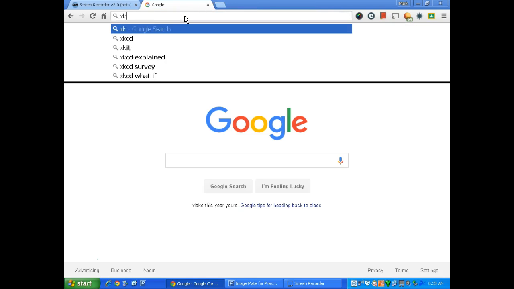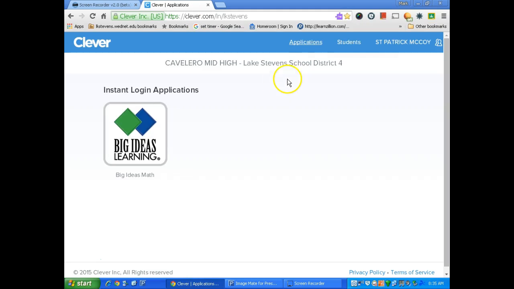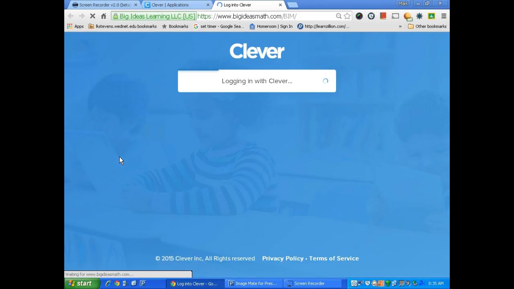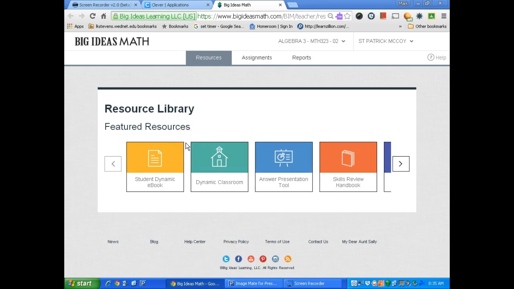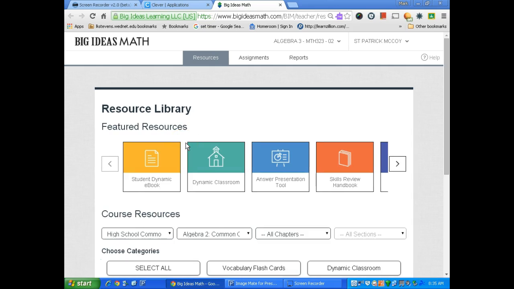Okay. So, we are going to go into Clever. All right? So, log in. You're here. You should come up to a page that looks something like this. And your first option here should say Dynamic eBook app. Is that correct? Or Student Dynamic eBook? I want you to click on that.